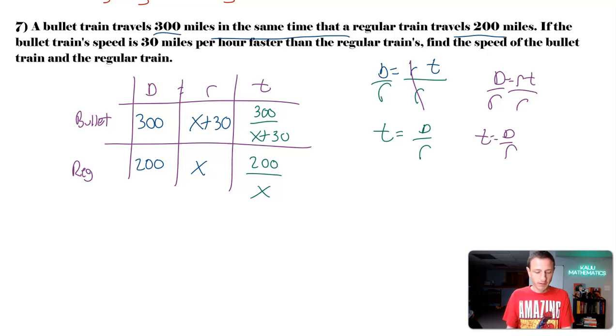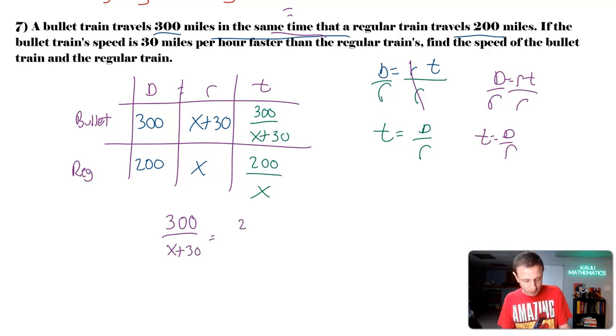So then I have time. We know, as we just talked about, the times are the same, so they both travel for the same amount of time. The bullet train just went 300 miles and the regular train traveled 200 miles, but the times are the same. So since the times are the same, we set our times equal to one another. So 300 over x plus 30 is equal to 200 over x.